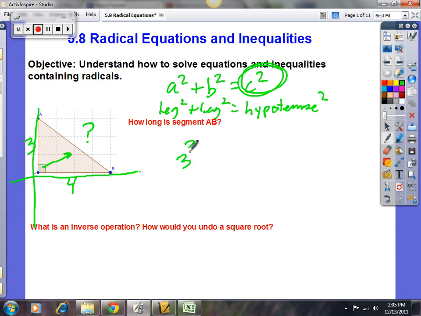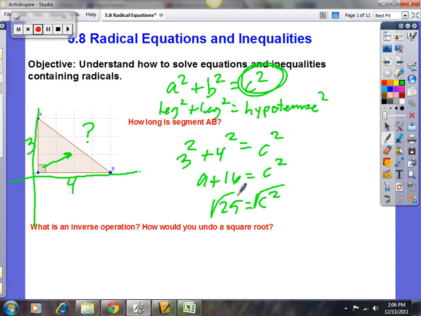So it's going to be 3 squared plus 4 squared equals C squared. 9 plus 16 equals C squared. 25 equals C squared. And then here's the whole purpose. This is what I want to bring to your mind. How do you solve for C? What is the opposite of a square? How are you going to undo a square? You're going to do a square root. What's the square root of 25? So at the end of the day, you get C is 5, right?